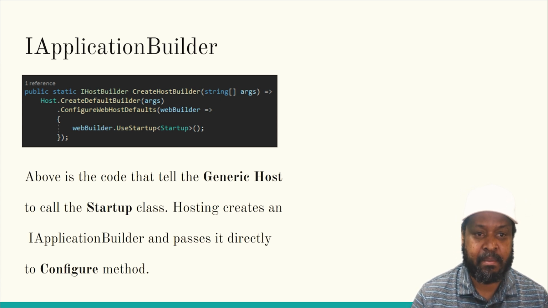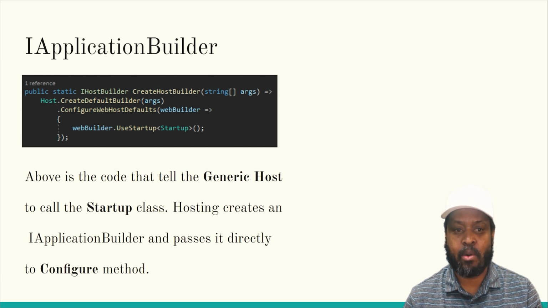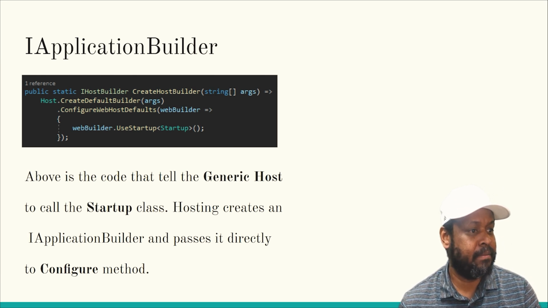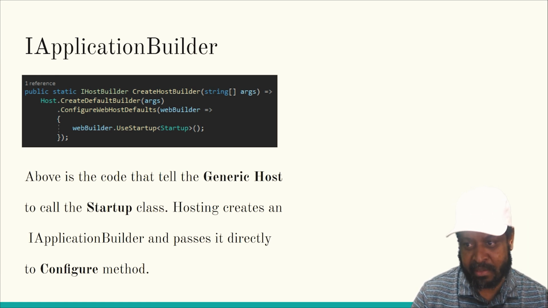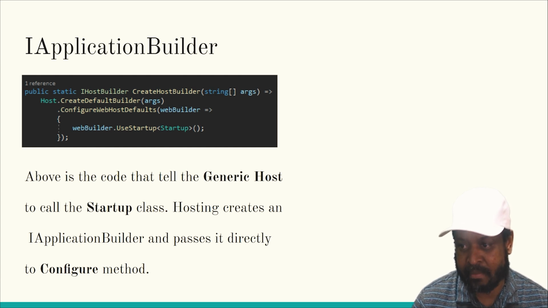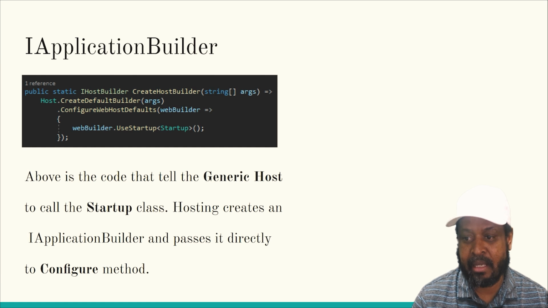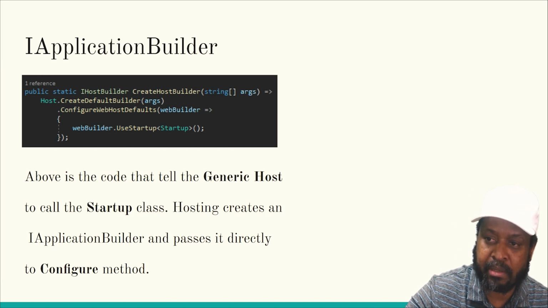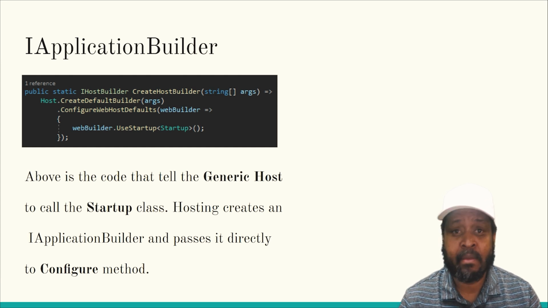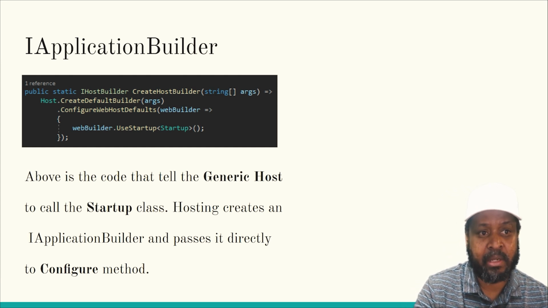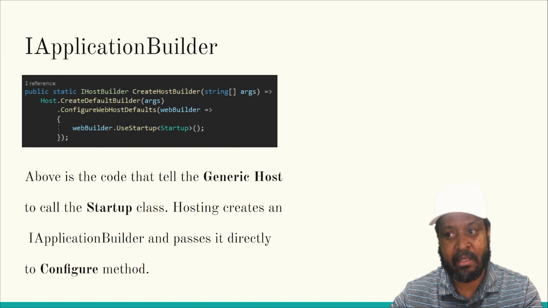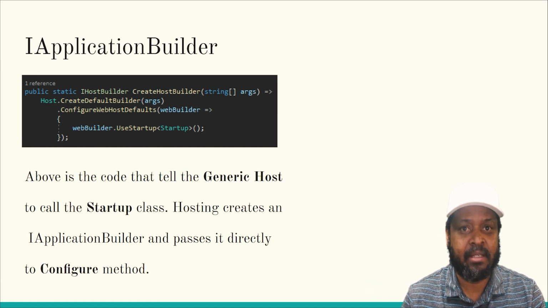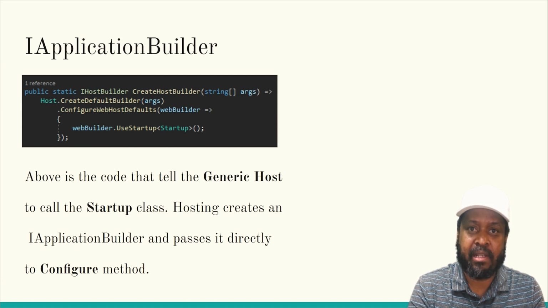Okay, we mentioned earlier that the Configure method is required, and that is why. Above is this code that tells the generic host to call the startup class. Hosting creates an IApplicationBuilder and passes it directly to the Configure method. Now what you're looking at is the CreateHostBuilder method that we discussed in the previous video. And so I'm referencing this so that we can tie that method to the startup class, which is the primary focus of this video and the next.